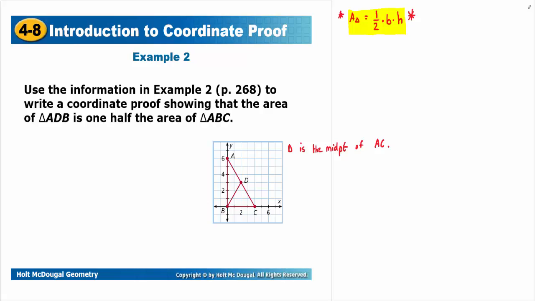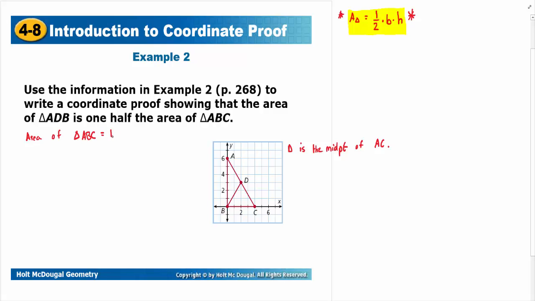But anyway, we can start by finding the area. Oops, I should probably write that a little bit better. That's a sentence. So the area of triangle ADB, not ADB, ABC.